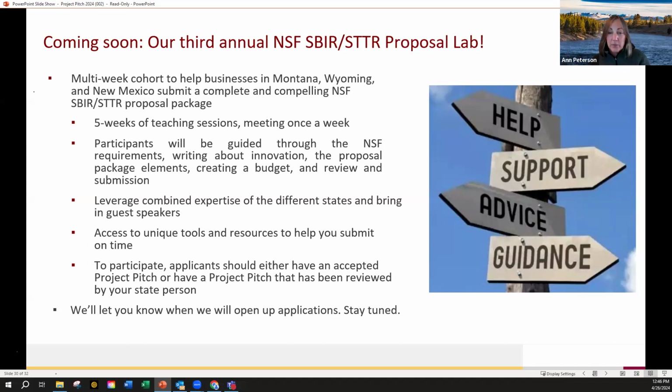This is a great opportunity to, one, learn and get some guidance, an accelerator of sorts, to get through preparing a really strong, competitive and compliant proposal. But also what we find is one of the greatest opportunities is meeting other founders like yourselves and bouncing ideas off of each other. So we will let you know when that is open.